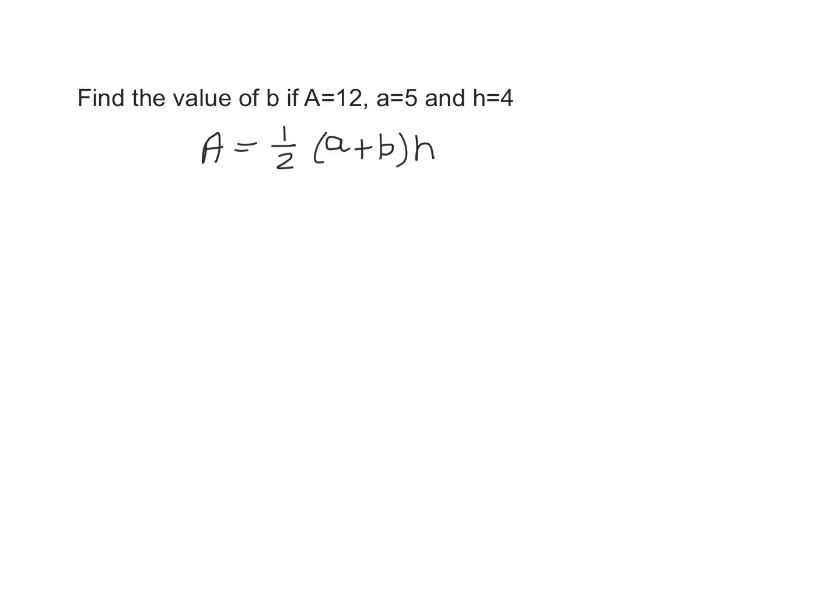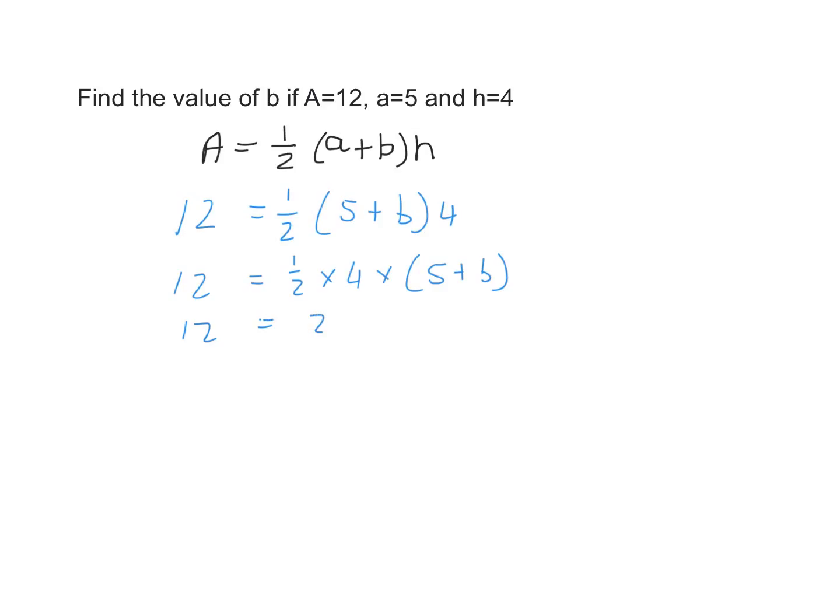Alright, how did we go? Let's quickly substitute the values in. So I've got 12 equals 1/2 of a, which happens to be 5, plus I've got to find my b, and I know my h is 4. So 12 equals 1/2 multiplied by 4 multiplied by (5 plus b). That's 12 equals half of 4 is 2, and we're going to multiply that by 5 plus b.